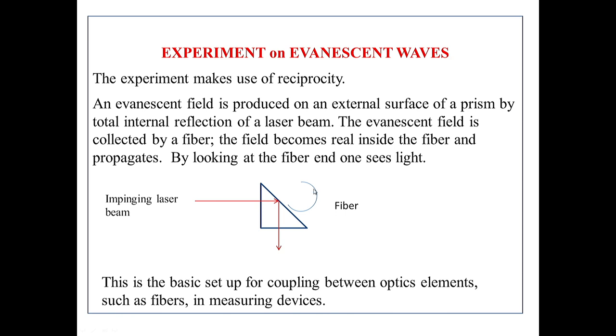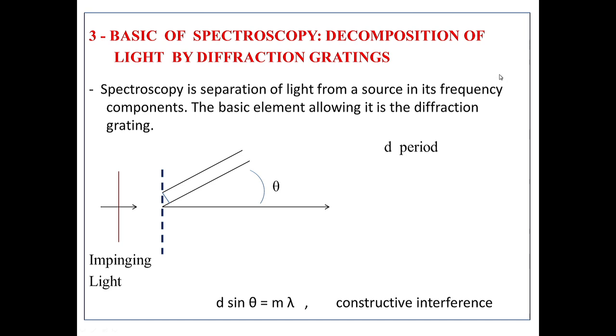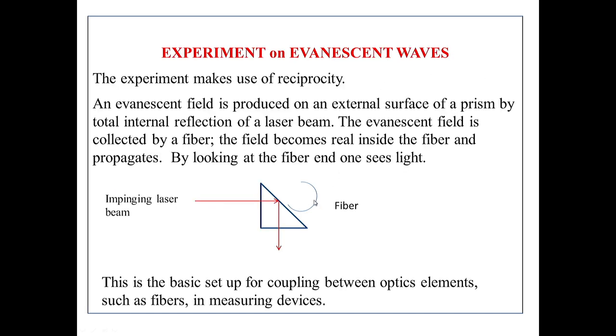So in the fiber, for reciprocity, by approaching the fiber near the surface where the evanescent wave propagates, the evanescent wave enters the fiber, or better, there is a coupling between the evanescent wave of the prism and the lateral surface of the fiber, and inside the fiber you produce a real field. And in this way, at the end of the fiber, we will see the light.